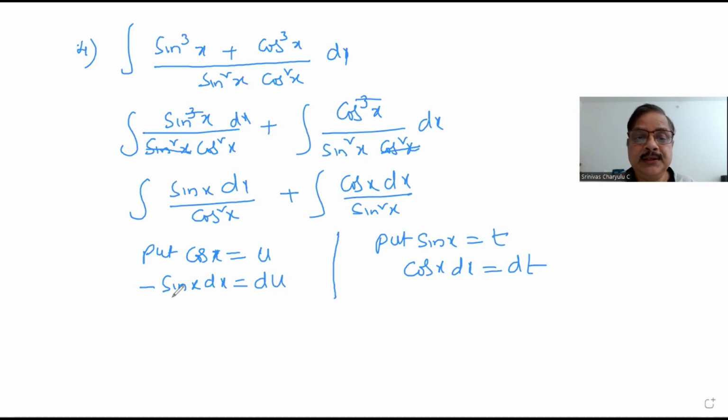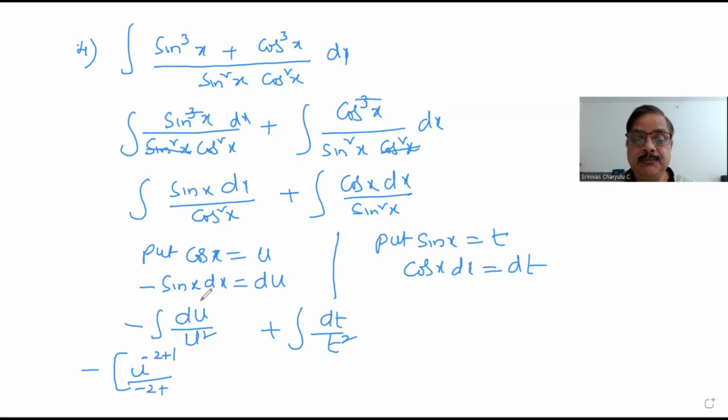So now for this, what will happen? Minus sin x dx is equal to du. So that means sin x dx is equal to minus du, divided by u square, since cos square x is there here. Plus integral cos x dx is dt divided by t square. Now integral of u to the power of minus 2 means u to the power of minus 2 plus 1 by minus 2 plus 1, for this.